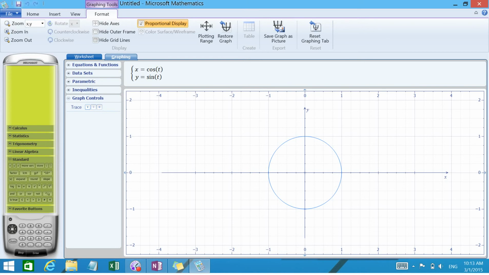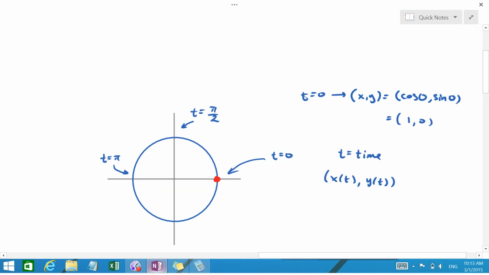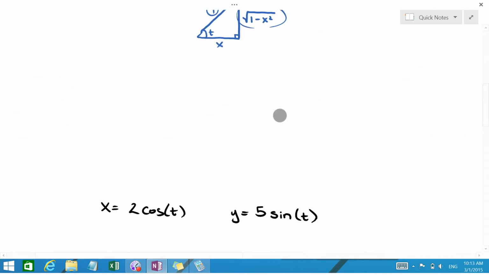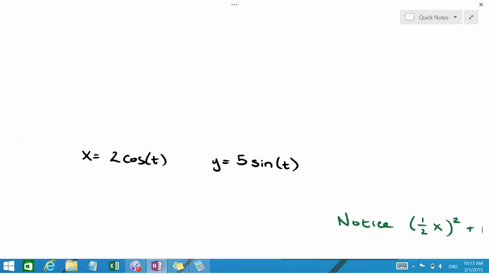Okay, so let's hop back here and let's consider some other examples. What about x equal to 2 cos t and 5 sine t for y? Well, now one thing you'll notice, it's a little bit awkward here, but you'll notice that cos t is the same as x over 2, or 1/2 x. Similarly, sine t is 1/5 y, or y over 5.